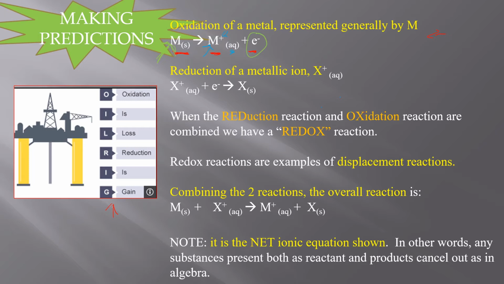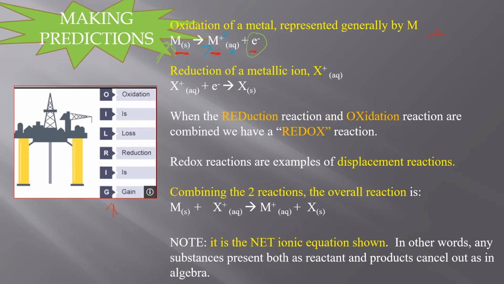Probably the most common thing to think about here is iron rusting. Iron rusting is an oxidation reaction because you're losing those iron atoms off the actual bar of iron that you've got as it rusts away.